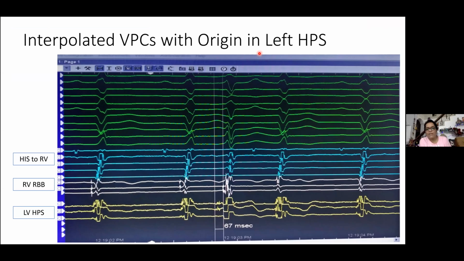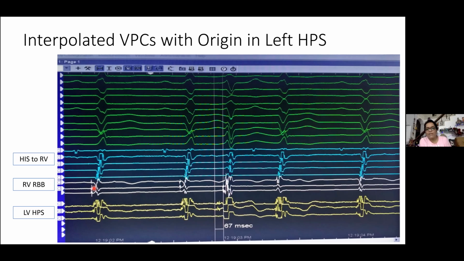We knew that something is wrong with the left Purkinje system because of the EGM, and it looked quite high up because the QRS looks pretty much like a sinus QRS. So this is a His to RV decapolar. You can see very faint His bundle signals here. This is a RV right bundle. So this is a RV catheter, and you can see the right bundle voltages.